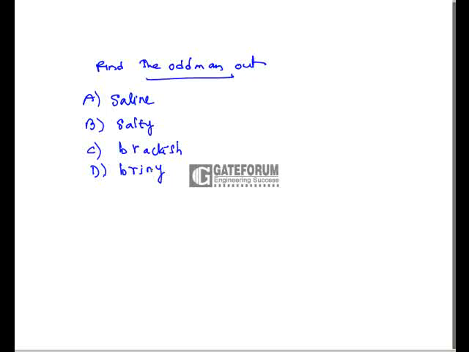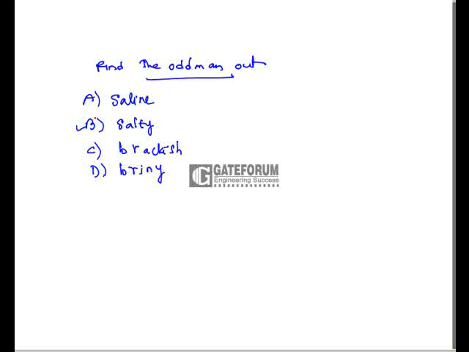Salty is a general word. It might contain a very few milligrams or micrograms or some kilograms also. Salty is salt, that is, contains salt, that's it. Whereas saline, brackish and briny, they are in increasing order of the content of salt. Therefore, the odd man out here is B. Salty is the answer.